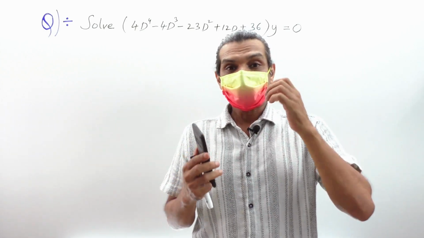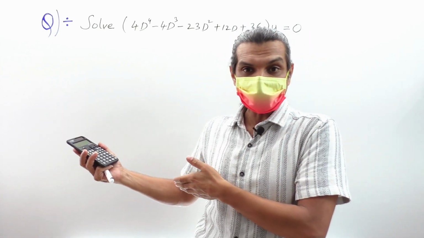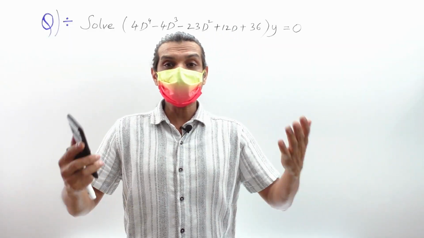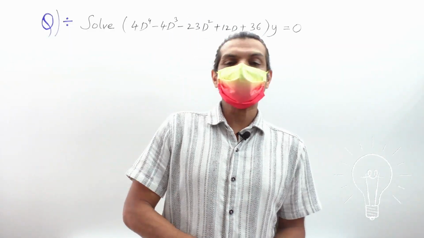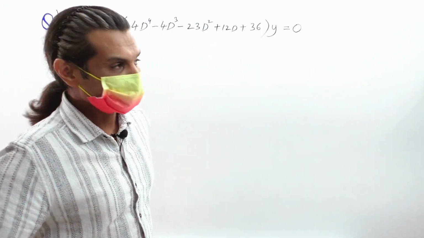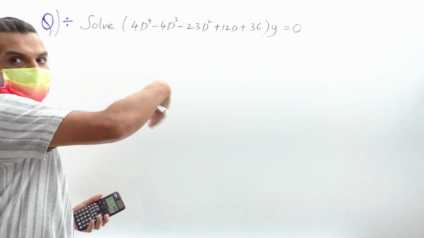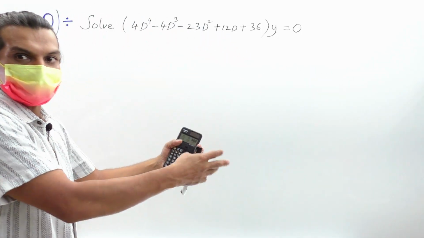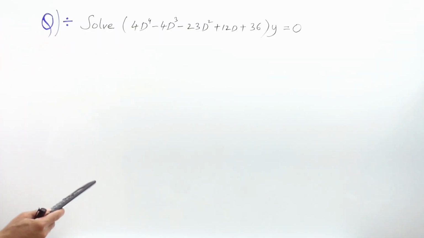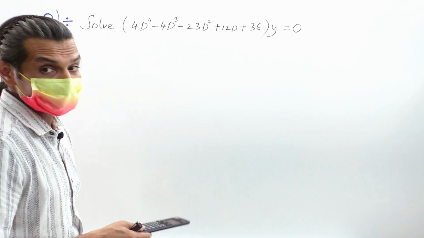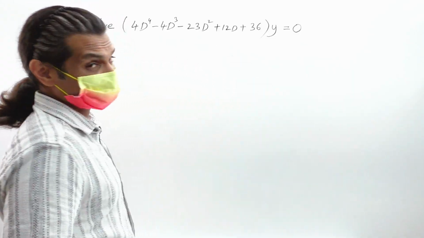Okay, so we have solved a previous problem same time. So now you know how to do those things smarter way. So let's do smarter way using this Casio FX991 CW. Even if you don't have that, I'll again show you this same problem in a detailed way. Okay, so one more time, solve 4d raised to 4 minus 4d cube minus 23d square plus 12d plus 36 whole into y is equal to 0.